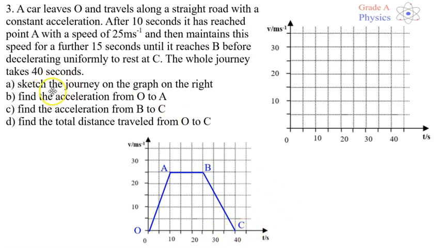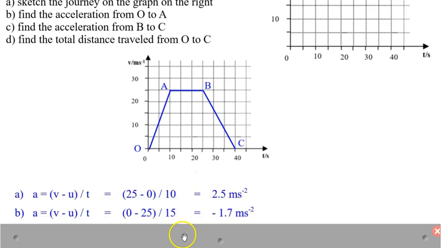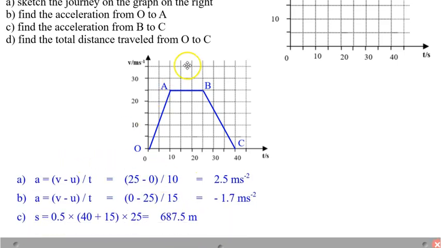So that's part A. So part B and C, very similar to previously. Find the acceleration O to A. Well, we can do that in a couple of ways. We could work out the gradient, or we could use V minus U over T. 25 minus 0 divided by 10 will give you 2.5 ms to the minus 2, very important.